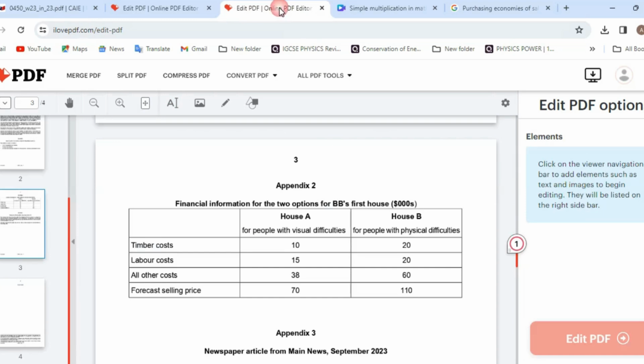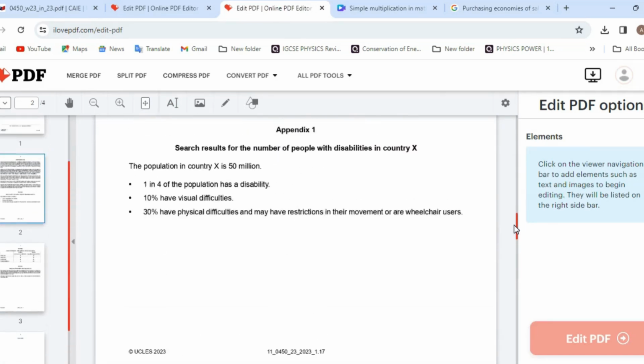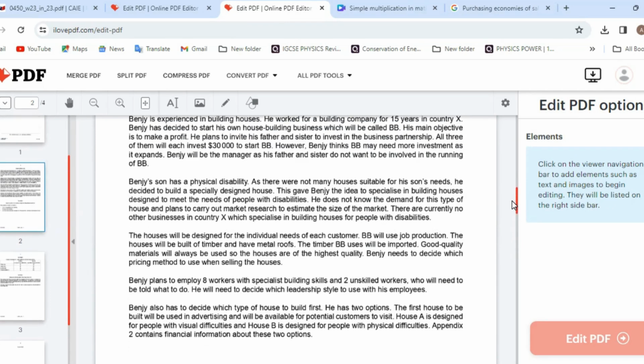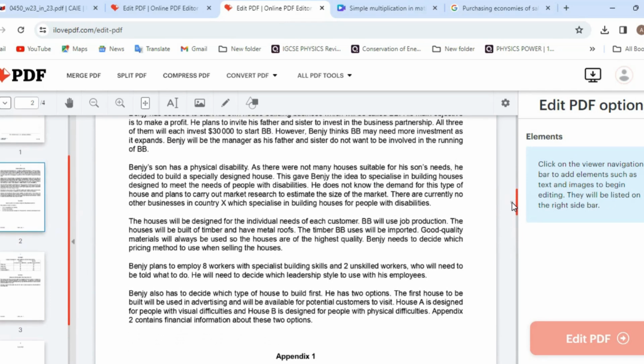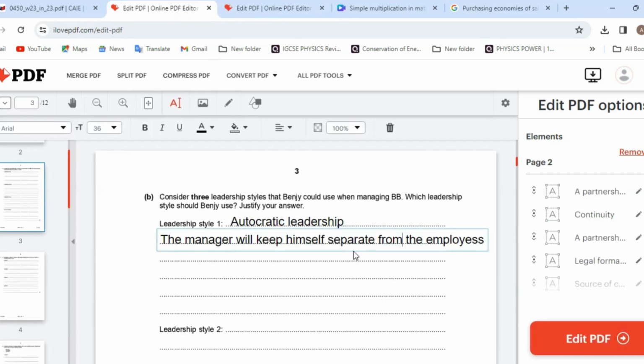Can decide to put the application that we have. How many employees does BB have? Can we see it here? Let's try and check. How many employees do we have? Okay, we have 8 workers and 2 unskilled workers. That makes it 10. From the 10 employees, that's the first one.